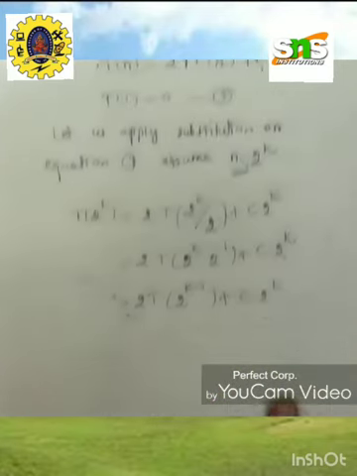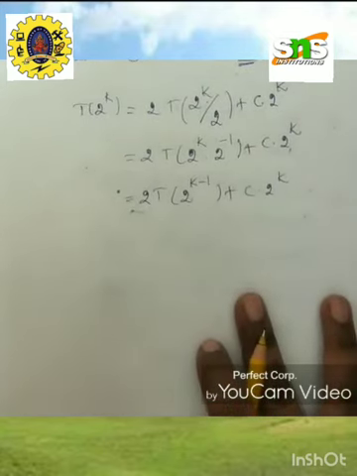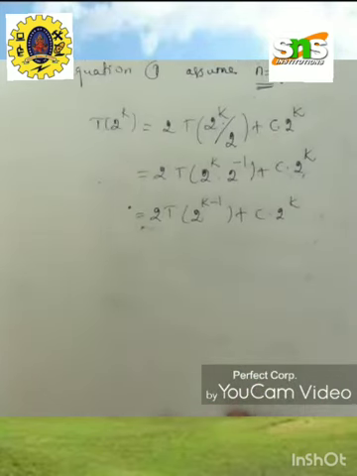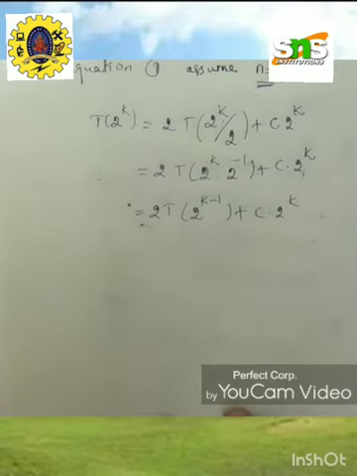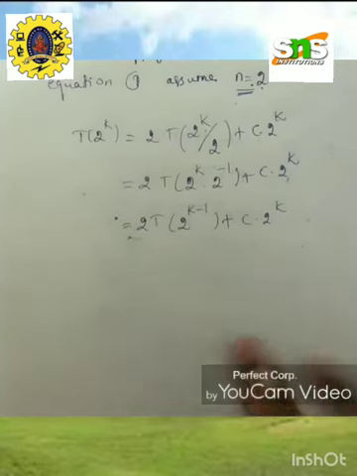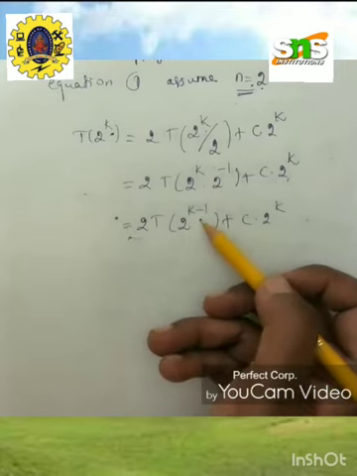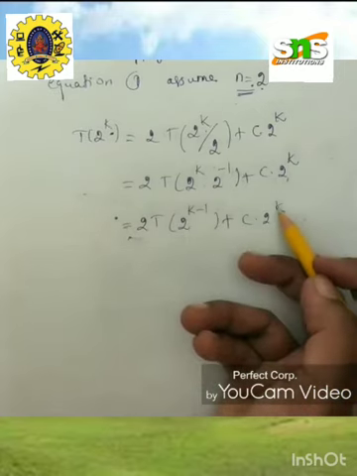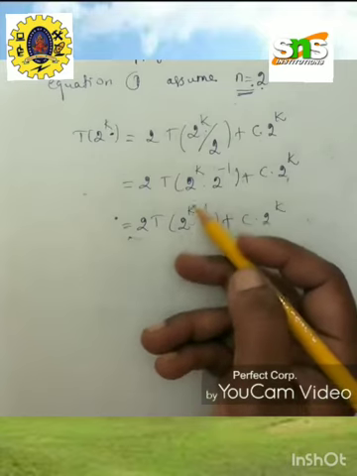Now I am going to apply the substitution method. Substitution has both forward and backward substitution. Here we follow only backward substitution. So for 2 power k, I write k minus 1 here and k here. What is the previous term for k minus 1? k minus 2 is the previous term.